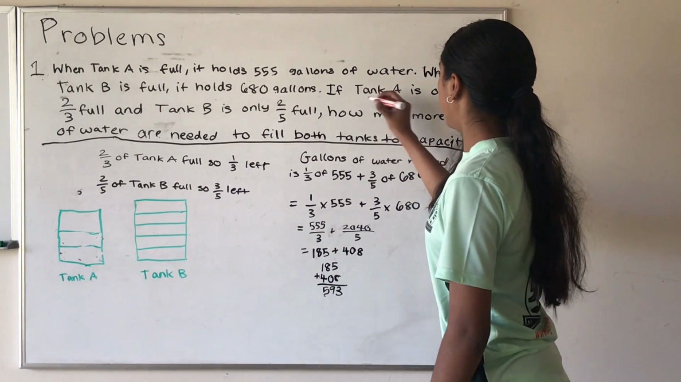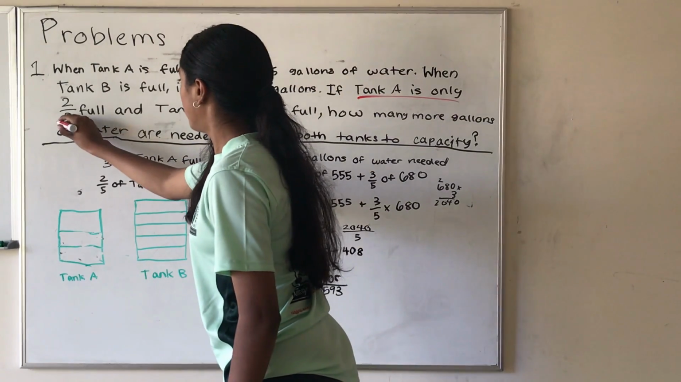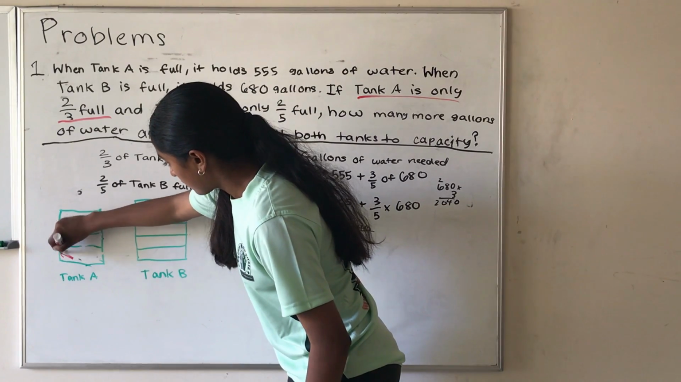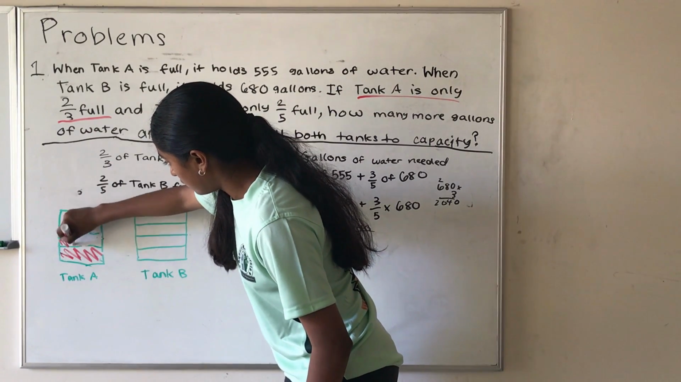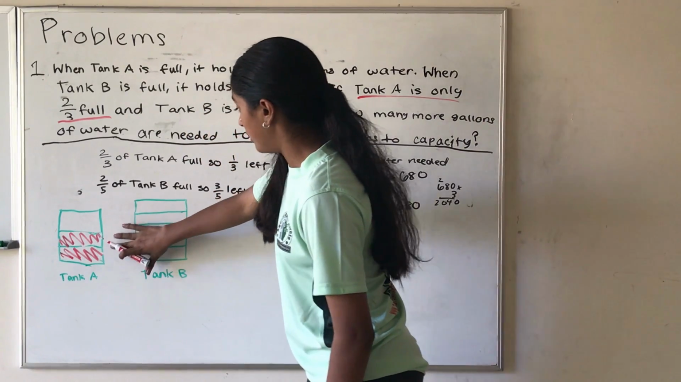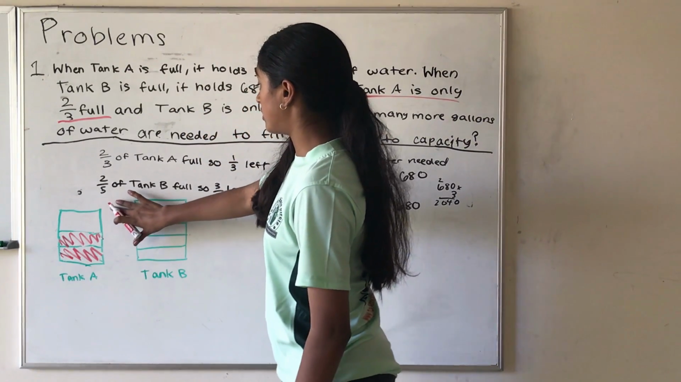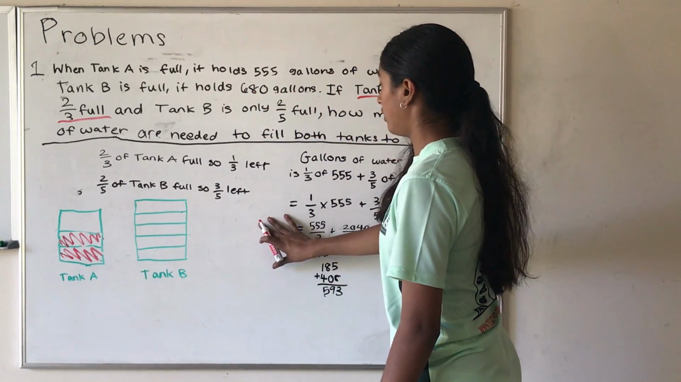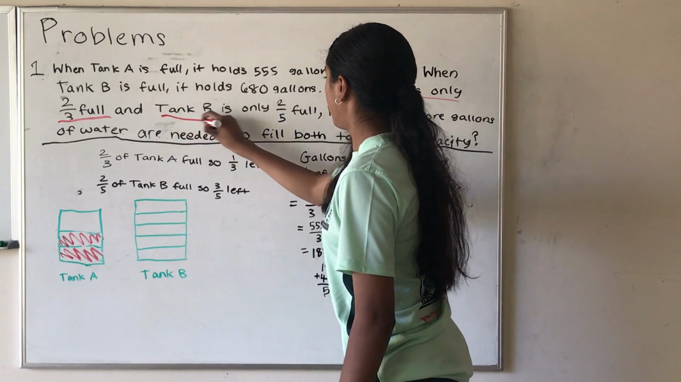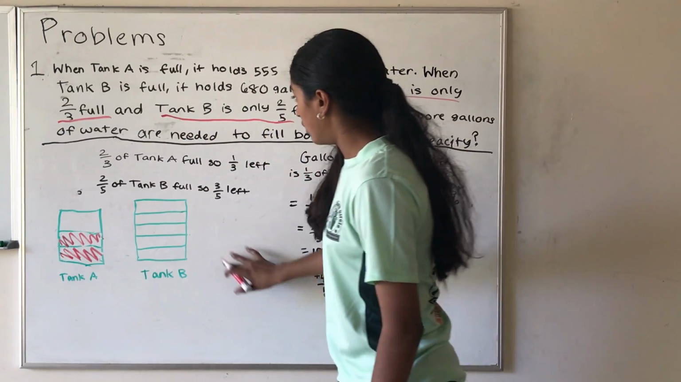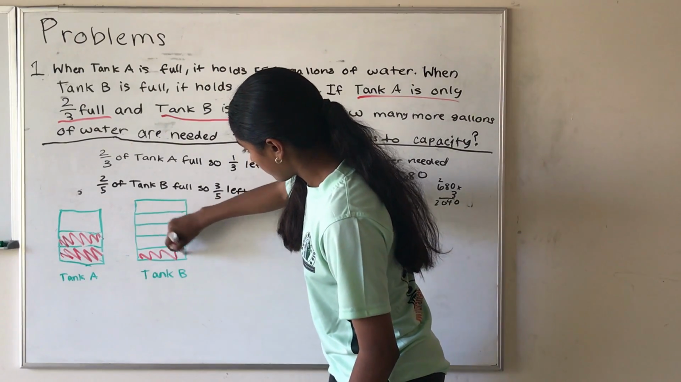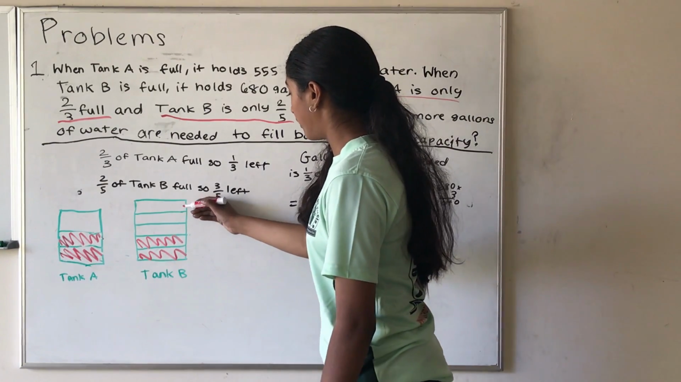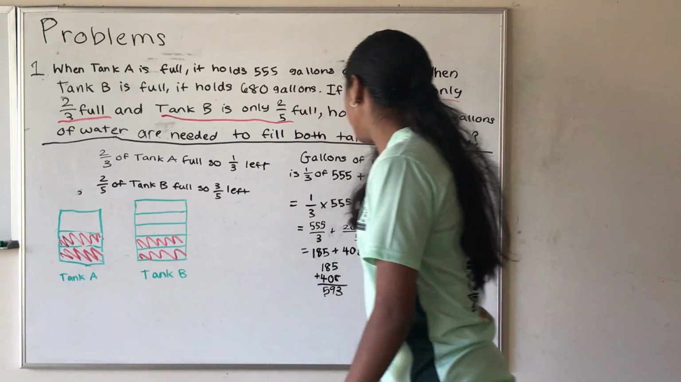So we know that tank A is only 2/3 full. So in this diagram of tank A, the gallons of water would be 2 out of 3. So you can see that 1/3 of tank A would be empty. And then we also know tank B is only 2/5 full. So in the diagram, 2 out of 5 boxes of tank B would be full. So you can see 3/5 of tank B is left empty.